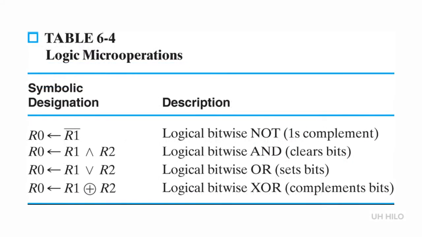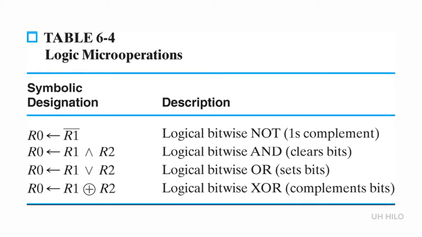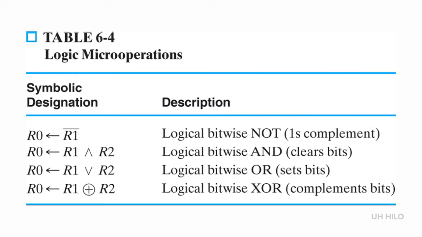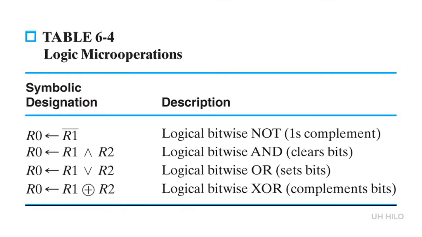Logic microoperations are useful in manipulating the bits stored in the register. These operations consider each bit in the register separately and treat it as a binary variable. Here we see the four basic logic microoperations. The not microoperation, represented by the bar over the source register name, complements all bits and is the same as one's complement. The AND microoperation can be used for clearing one or more bits in the register to 0.